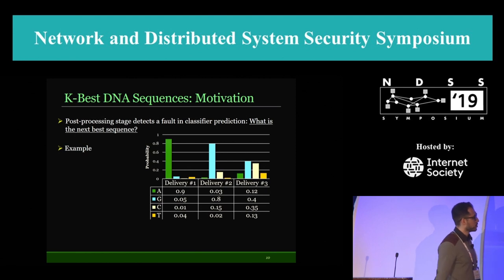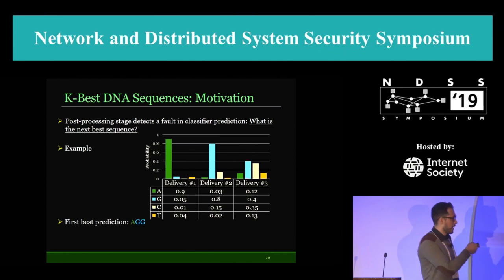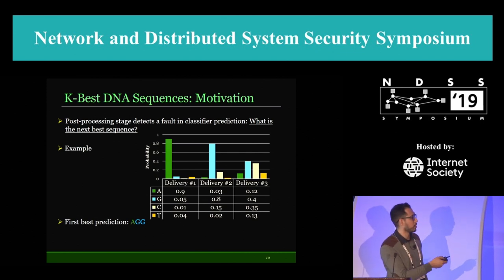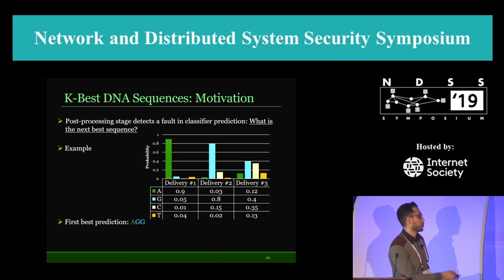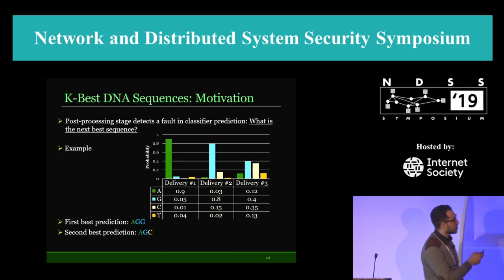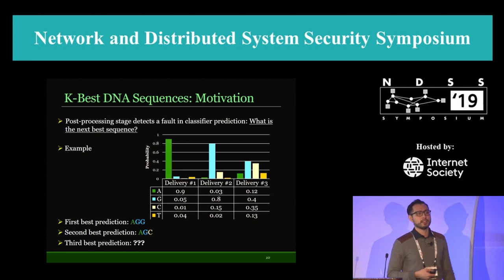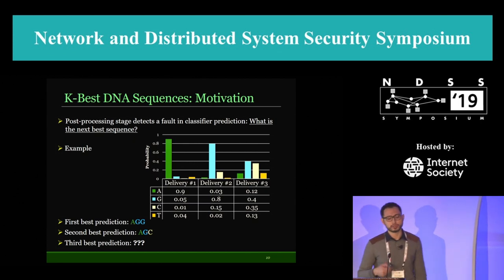final sequence. So here, as you can see, the first prediction will be AGG. And the second best prediction here, based on these probabilities, should be AGC. Why? Because in the last delivery, if you notice, the classifier estimates similar probabilities for both G and C base types. So what's the next best prediction, the third one, and so on?